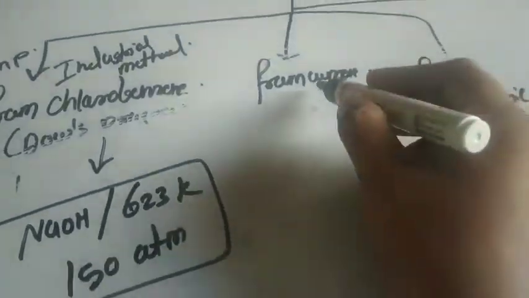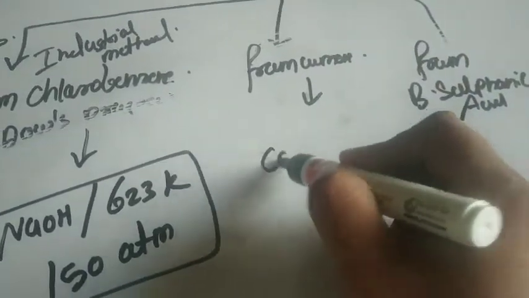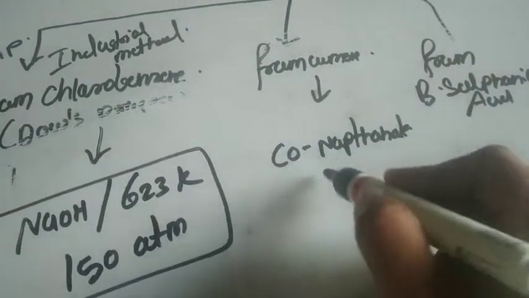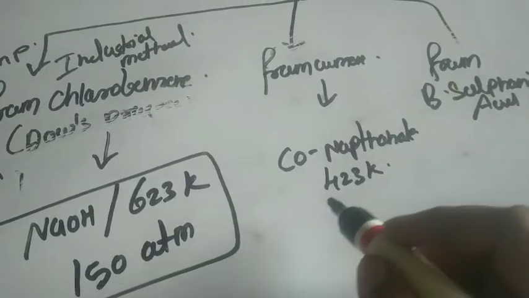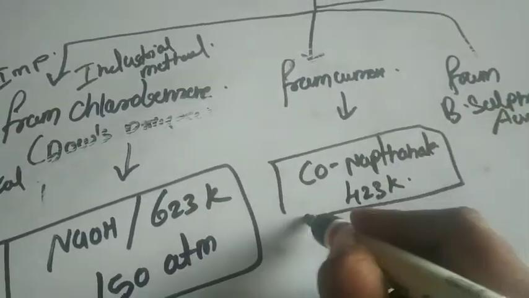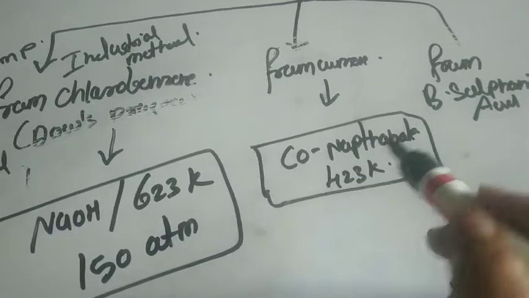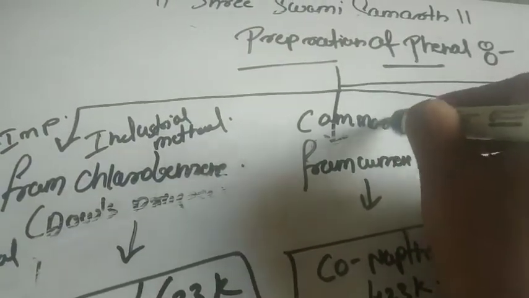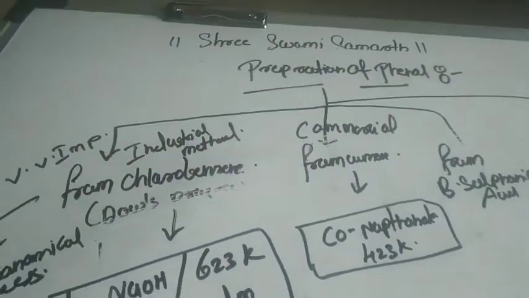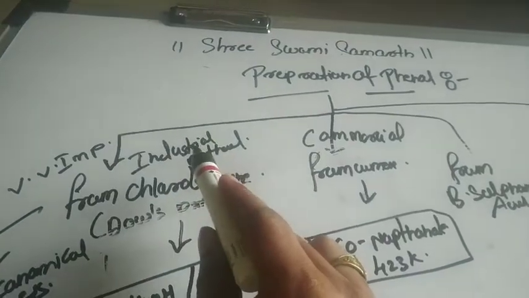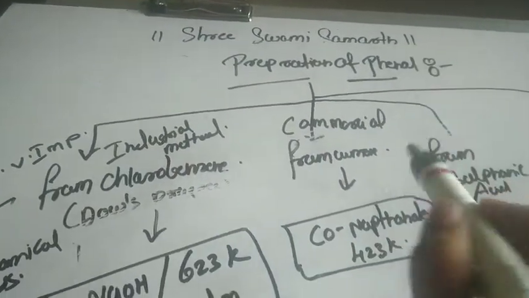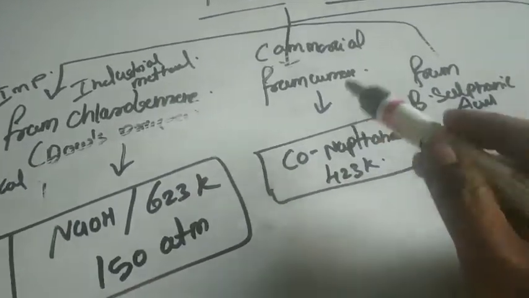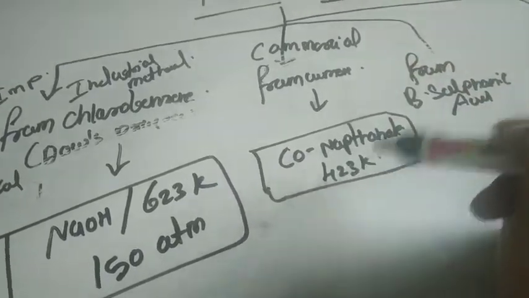So let's come to cumene. What is the condition? Cobalt naphthenate at 423 Kelvin. This is the condition for the reaction. We are using cobalt naphthenate at 423 Kelvin. The reaction takes place, and this is called the commercial method of preparation. From chlorobenzene was the industrial method, from cumene it is the commercial method of preparation. Condition here is NaOH, 623 Kelvin, 150 atmospheric pressure. Condition here is cobalt naphthenate, 423 Kelvin.